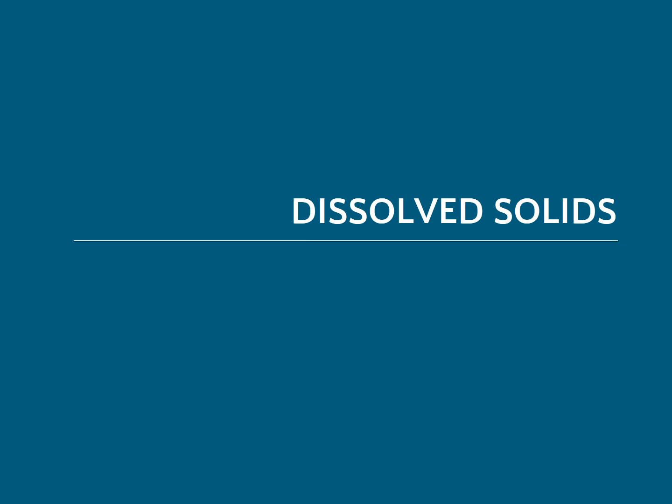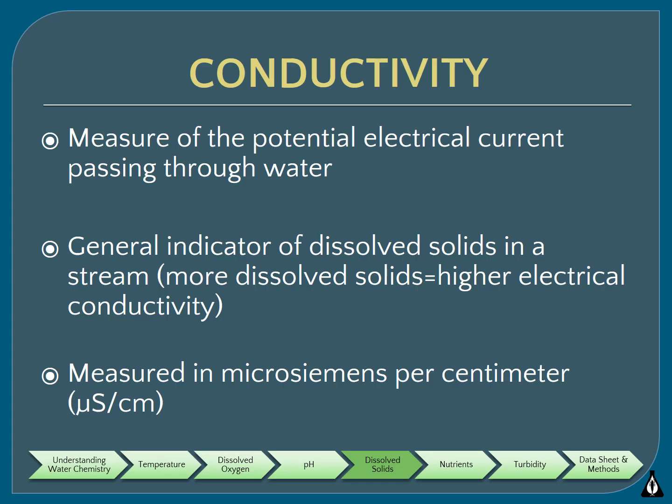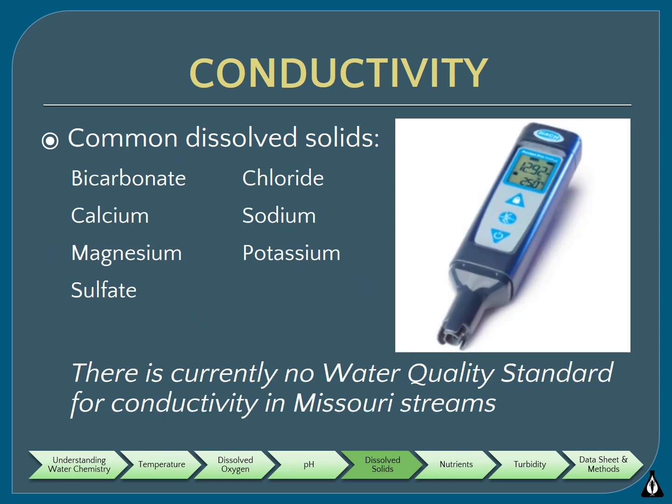Now let's talk about dissolved solids. Conductivity is the measure of the potential electrical current that can pass through water. It's a general indicator of dissolved solids in a stream where more dissolved solids is going to equal a higher electrical potential conductivity. We measure conductivity in microsiemens per centimeter, represented by the mu symbol, capital S/centimeters. Here are some common substances that make up dissolved solids in a stream. Since conductivity is a general indicator of water quality, any substance that can add to the electrical conductance in the water could be represented in a conductivity reading.